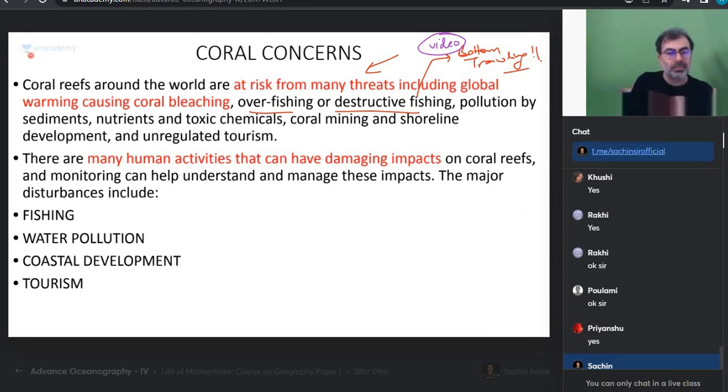Okay. So where are we? Nutrients and toxic chemicals, as I told you, the toxins which are there, so pollutants are killing them. Coral mining, people are using coral. You know, coral can be used as a construction material. So उसमें भी जा रहा है. Shoreline development, lot of tourism happening over there, lot of infrastructure coming over there. So shorelines are getting modified, and as a result, things are changing over there. Many human activities can have damaging impact: fishing, pollution, development, tourism.